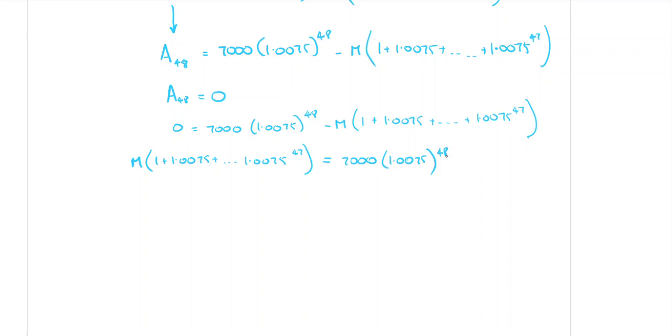Okay, now before I divide this series across, I'm going to sum this series. It's a geometric series. A is 1, R is 1.0075, and N is 48. 48 terms. So my formula is A times R to the N minus 1. So A is 1, R is 1.0075 to the power of 48, minus 1 over R minus 1. Same formula we were using yesterday.